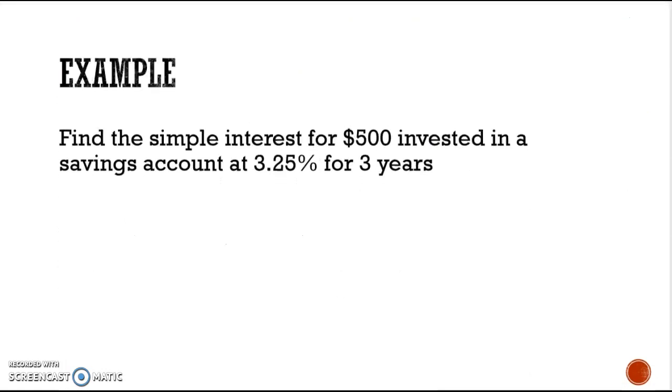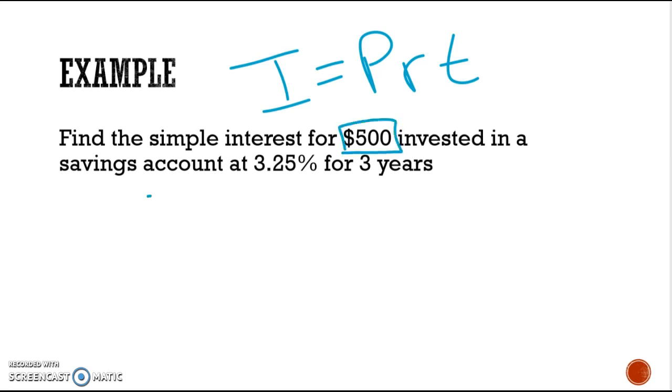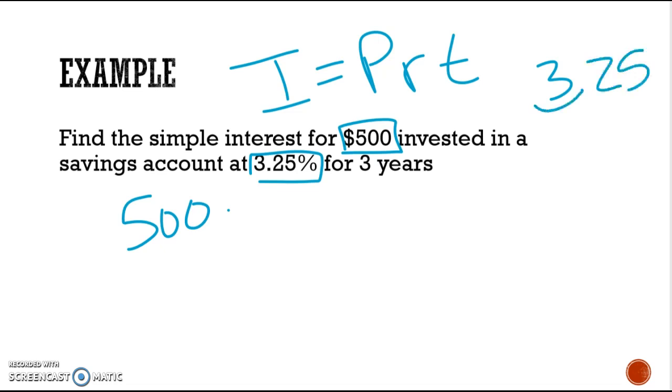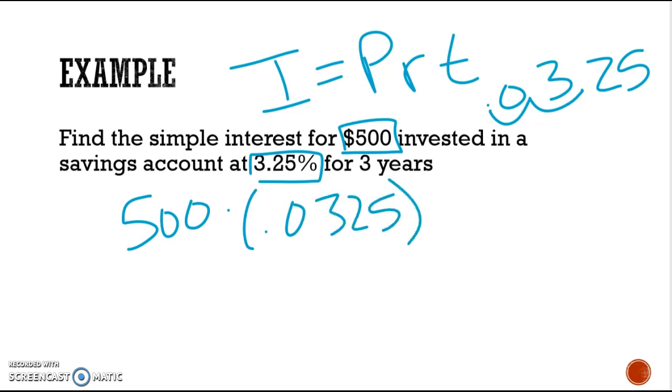So let's try an example. Find the simple interest for $500 invested in a savings account at 3.25% for 3 years. Remember, our formula is I equals PRT. So principal, or what you put in, is the $500 times your rate. And remember, we have to move this into a decimal. So 3.25%, when we move the decimal 2 spots, is going to be 0.0325. And then it says for 3 years, which is our time.